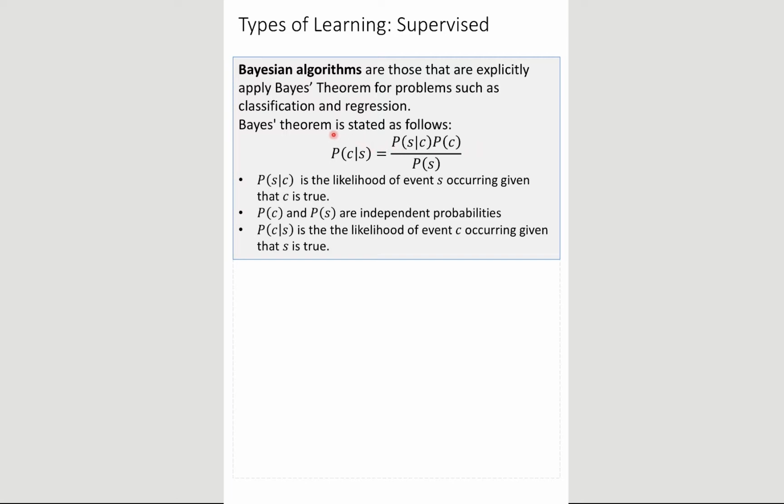At the core of these algorithms is Bayes' theorem. For simplicity, we state it here in terms of the sentiment analysis problem. P of S given C is the likelihood of event S occurring given that C is true. Or in other words, it is the probability of sentence S occurring in the text of class C. P of C and P of S are independent probabilities. And probability of C given S is the probability of interest that allows us to classify the sentence S.